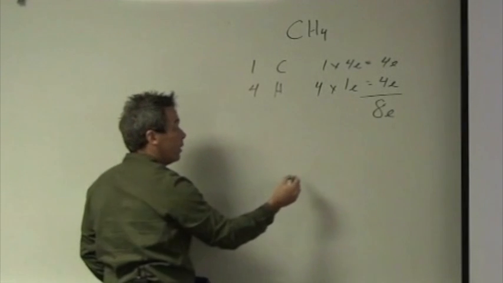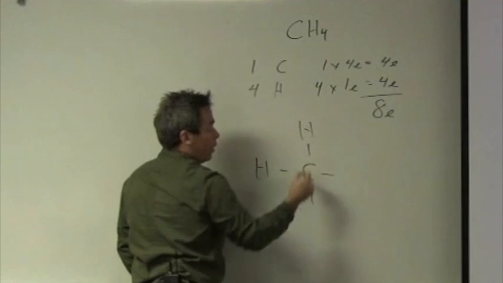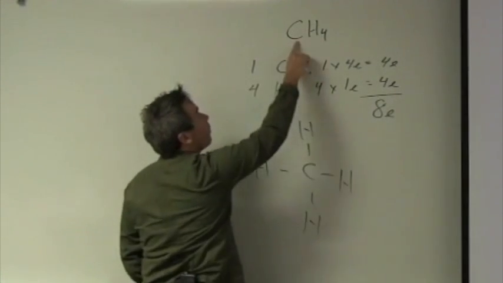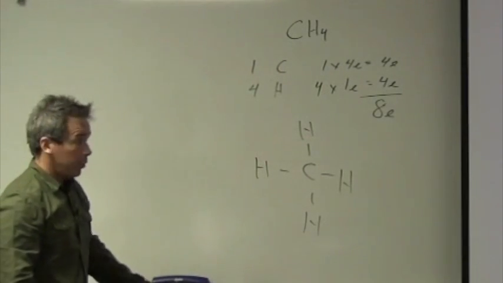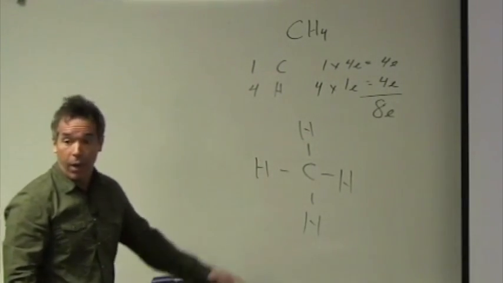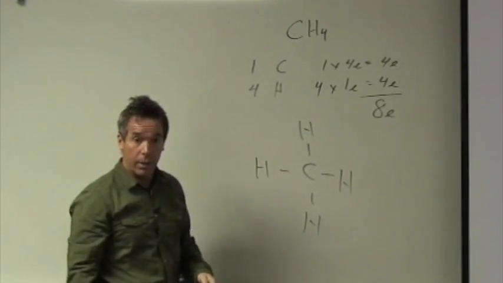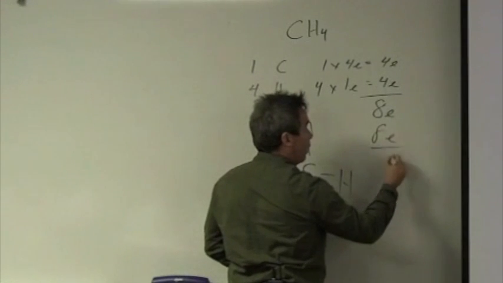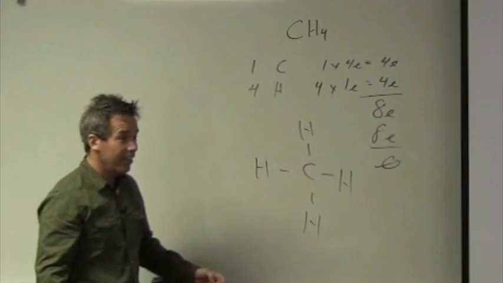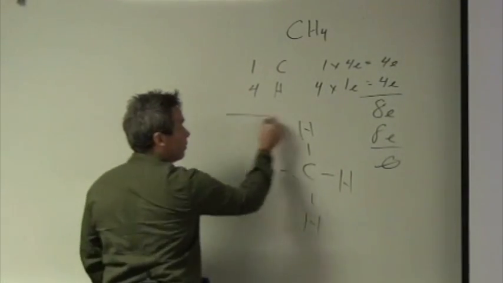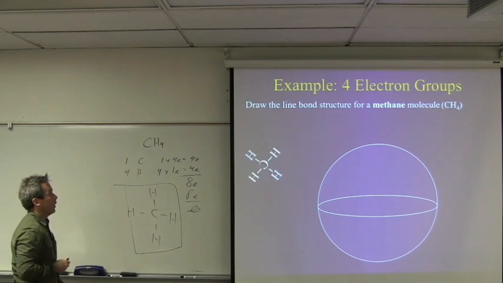We're going to draw the skeleton. Bare minimum, hook them together with single bonds. One central atom, all the other atoms connected to it. That's step 2. Step 3, figure out how many more electrons we need to add. We knew we were going to have a total of 8. How many did I use in the skeleton? 8. Uh-oh. No more to add. I hope the octet rule is satisfied. Is it? Oh, good. Then we're done. Methane.